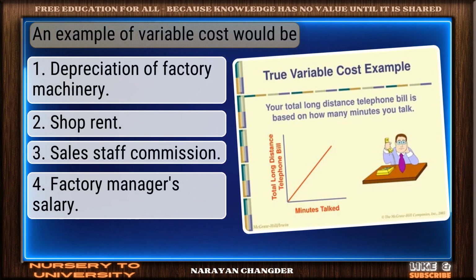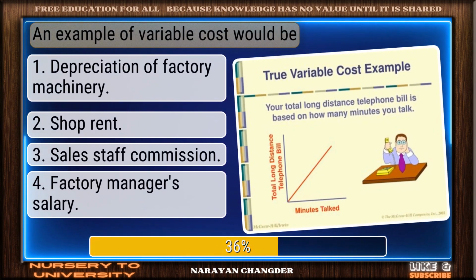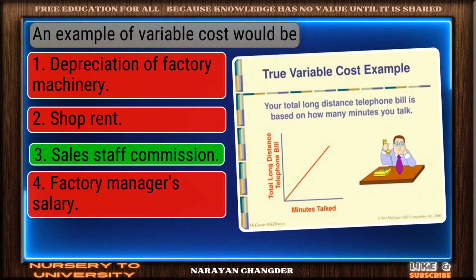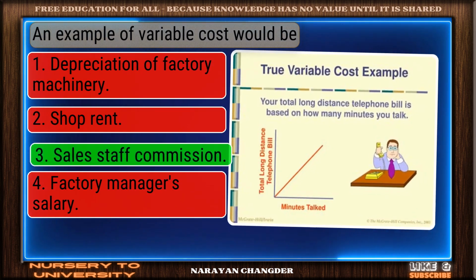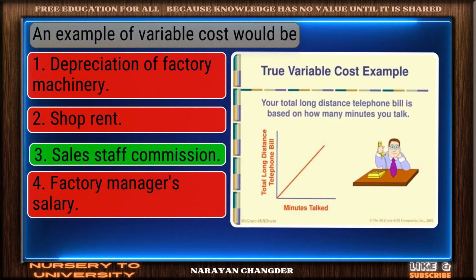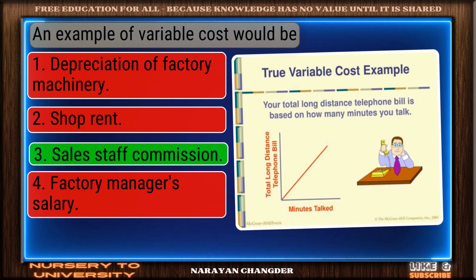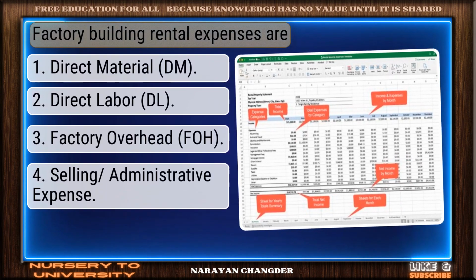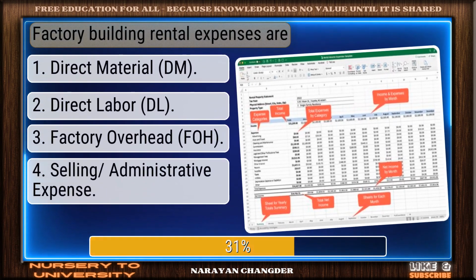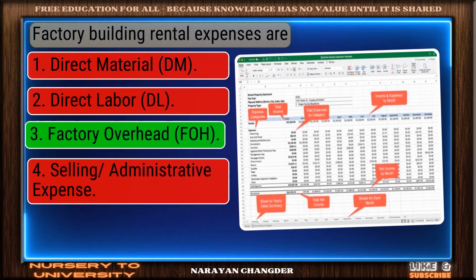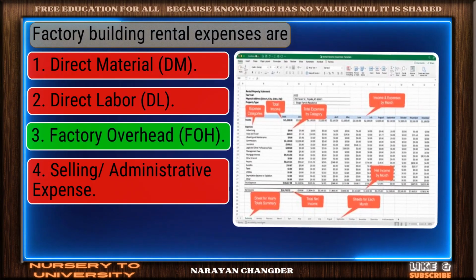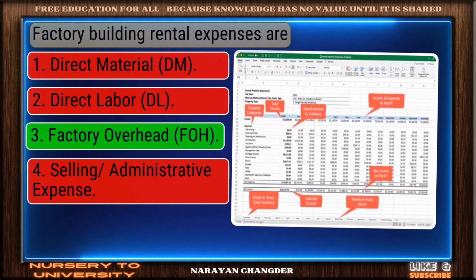An example of variable cost would be. Excellent choice. Sales staff commission is the right answer. Factory building rental expenses are. Excellent. Factory overhead is a brilliant choice.